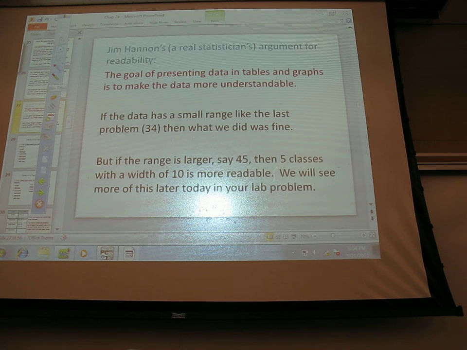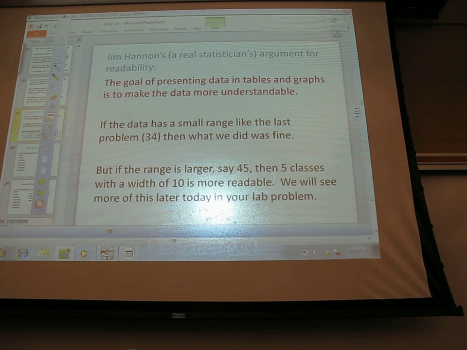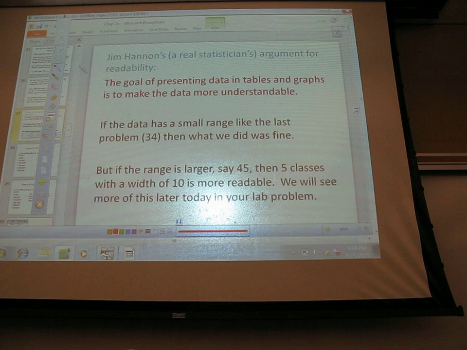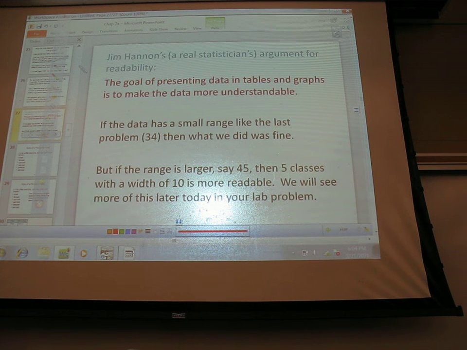Thanks. All right, but here's the deal. That's how your book has you calculate class width. And if you have a small range, like we did in the last problem, it totally makes sense to do it that way. But if your range is larger, like 25 or more, then my friend Jim Hannon is this great guy.